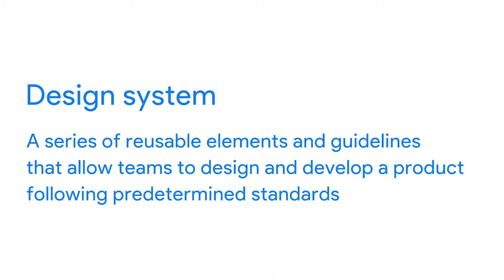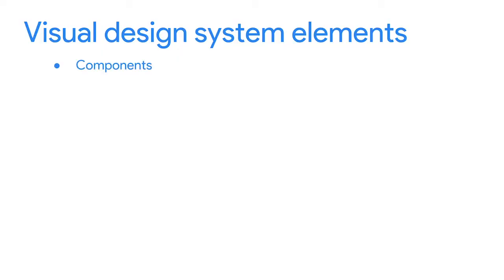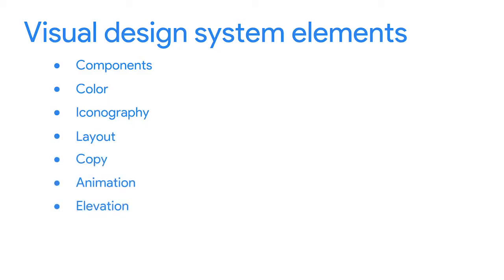As a refresher, a design system is a series of reusable elements and guidelines that allow teams to design and develop a product following predetermined standards. Some of the visual elements frequently included in a design system are components, color, iconography, layout, copy, animation, elevation, typography, and illustration. So how are design systems set up?